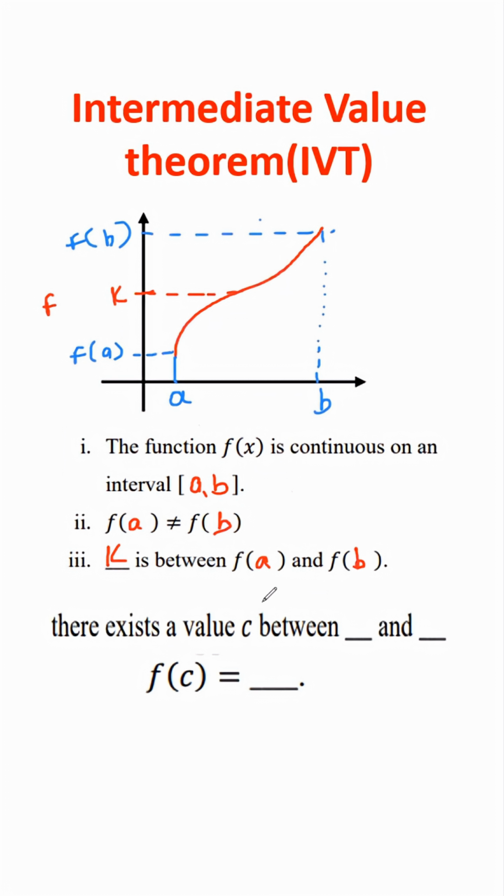If we take a value k, and that k is between f of a and f of b, then there exists a value c that must lie between a and b in such a way that f of c would be equal to k.